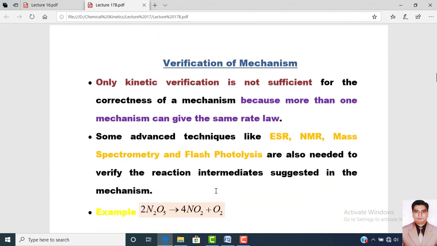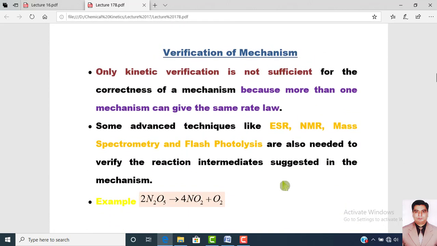Similarly, for the verification of a mechanism, remember that only kinetic verification is not sufficient for the correctness of a mechanism, because more than one mechanism can give the same rate law. So single kinetic verification is not sufficient for the correctness of a mechanism.